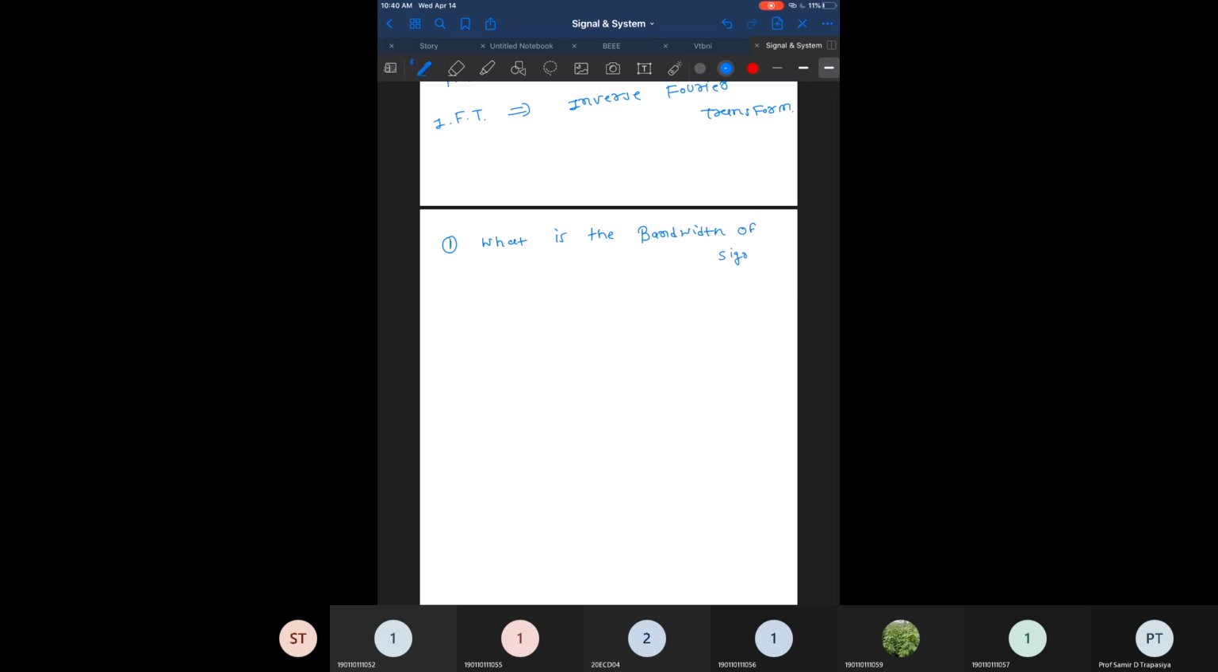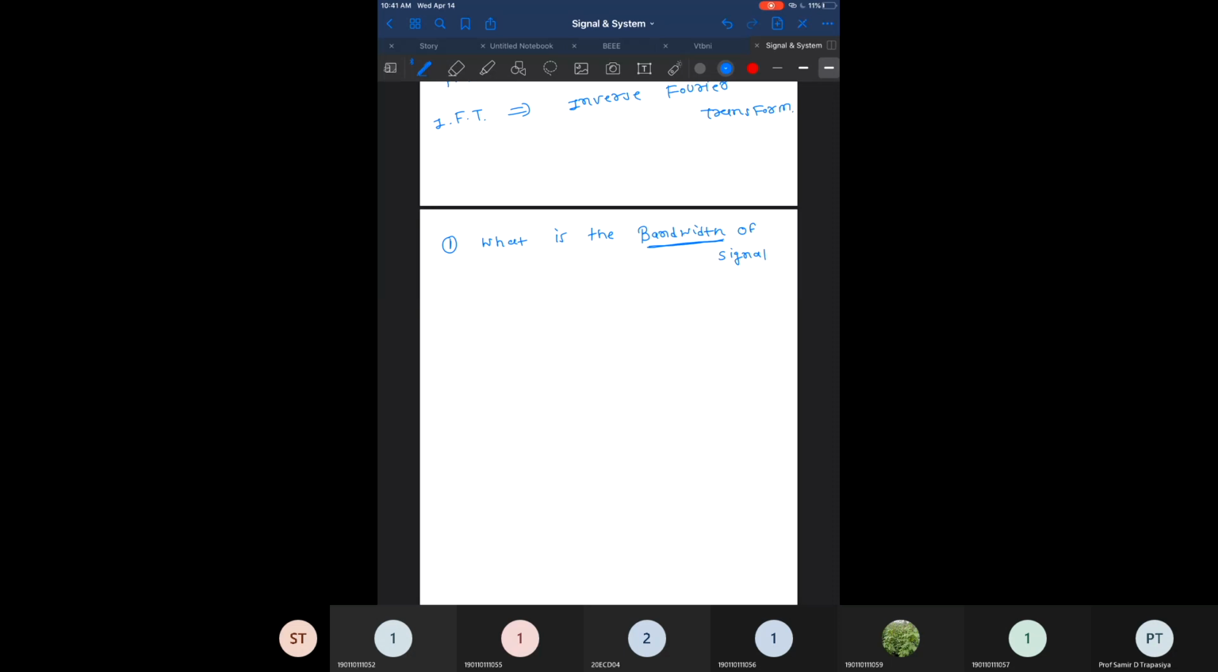Whenever we are transmitting any signal, every channel is a band limited channel. I mean, it can transmit only a particular amount of information. So every signal is to be transmitted with some precise bandwidth limitation, and that's why we should know the bandwidth of any signal.